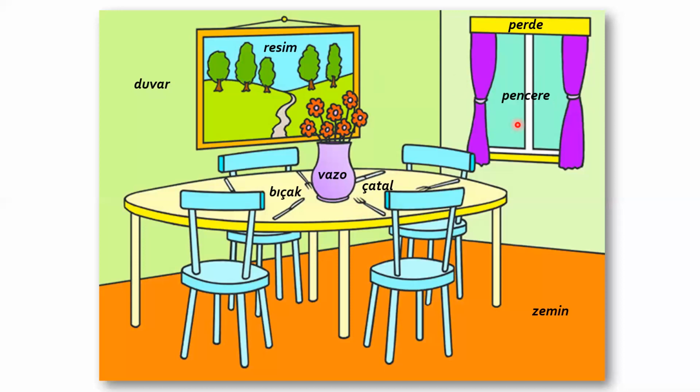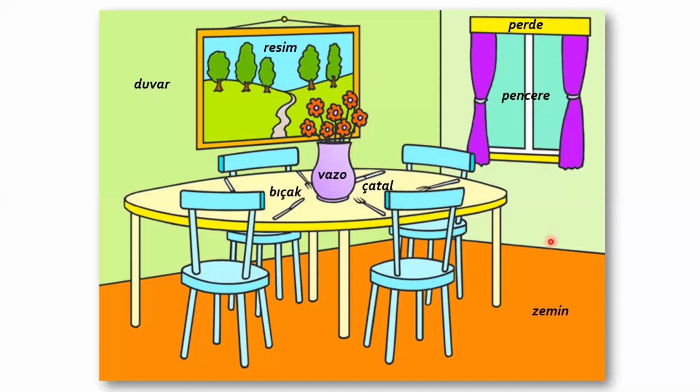Pencerede perde var mı? Evet. Pencerede perde var. And you can also add the color that you can see, right? It's a purple curtain. So you could say, Evet, pencerede mor perde var.